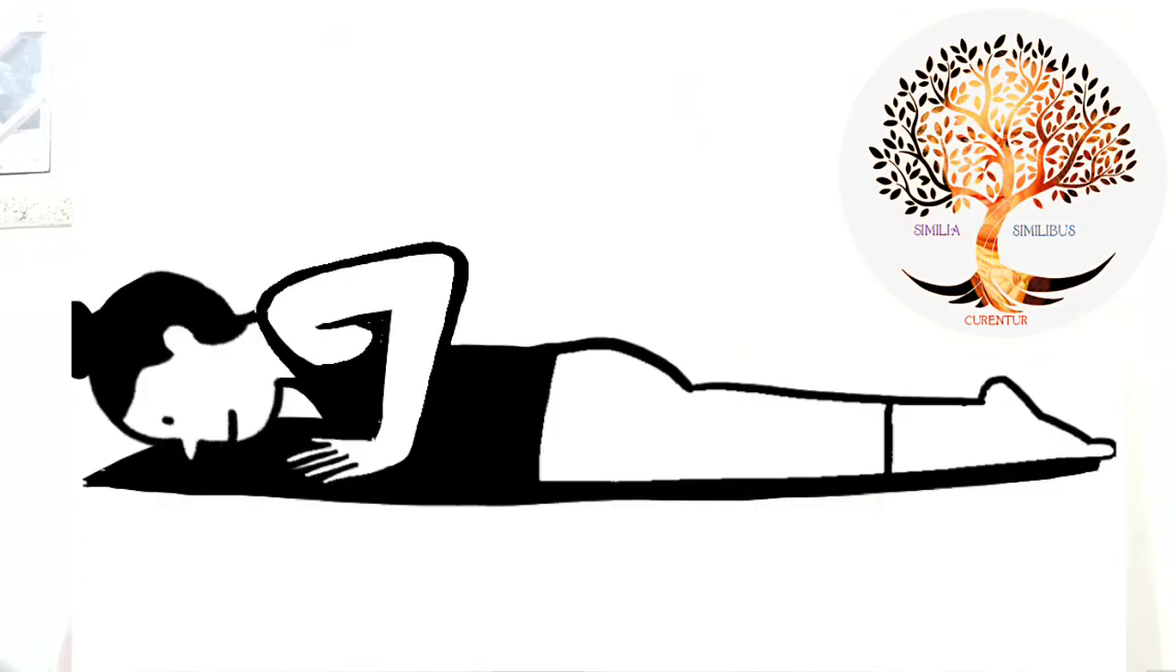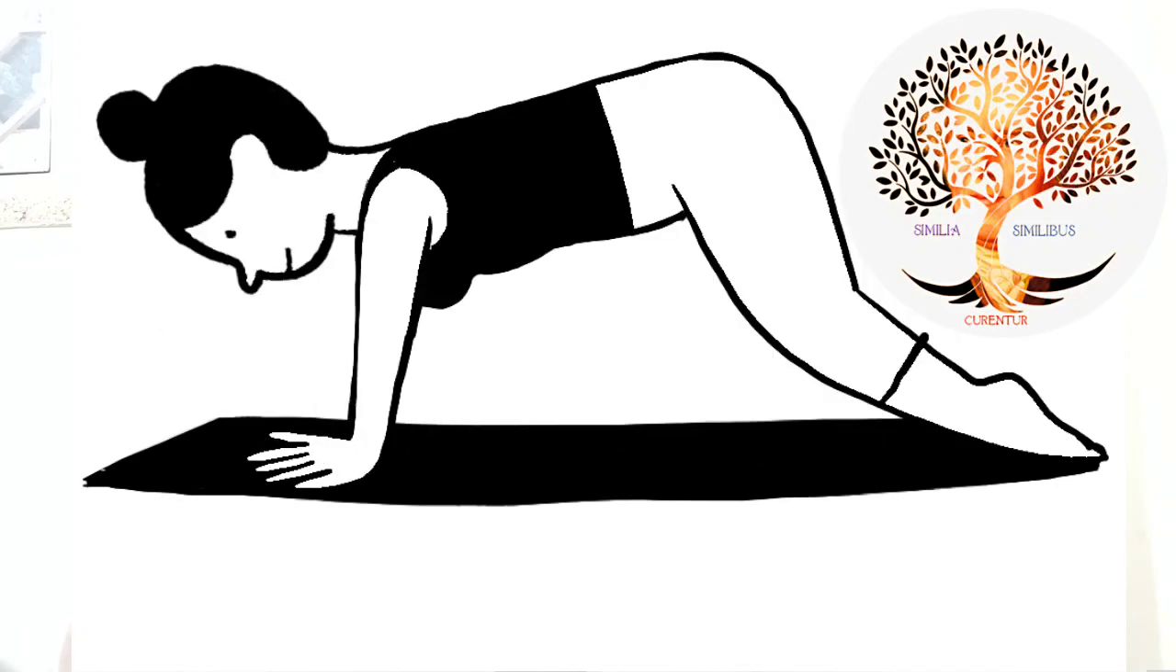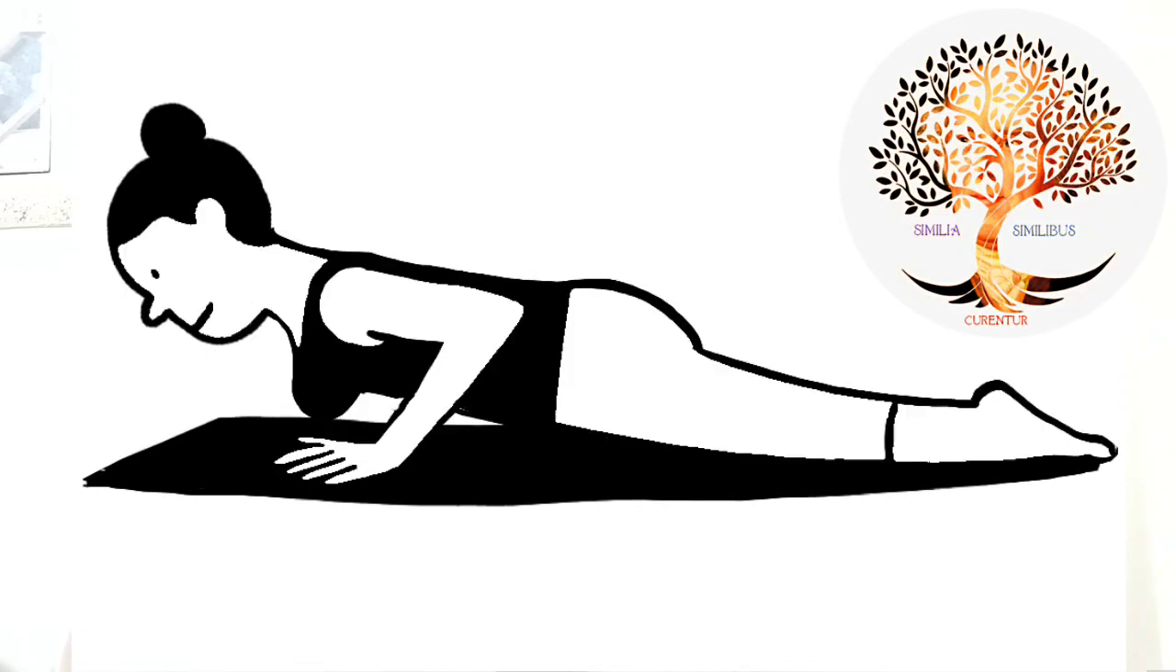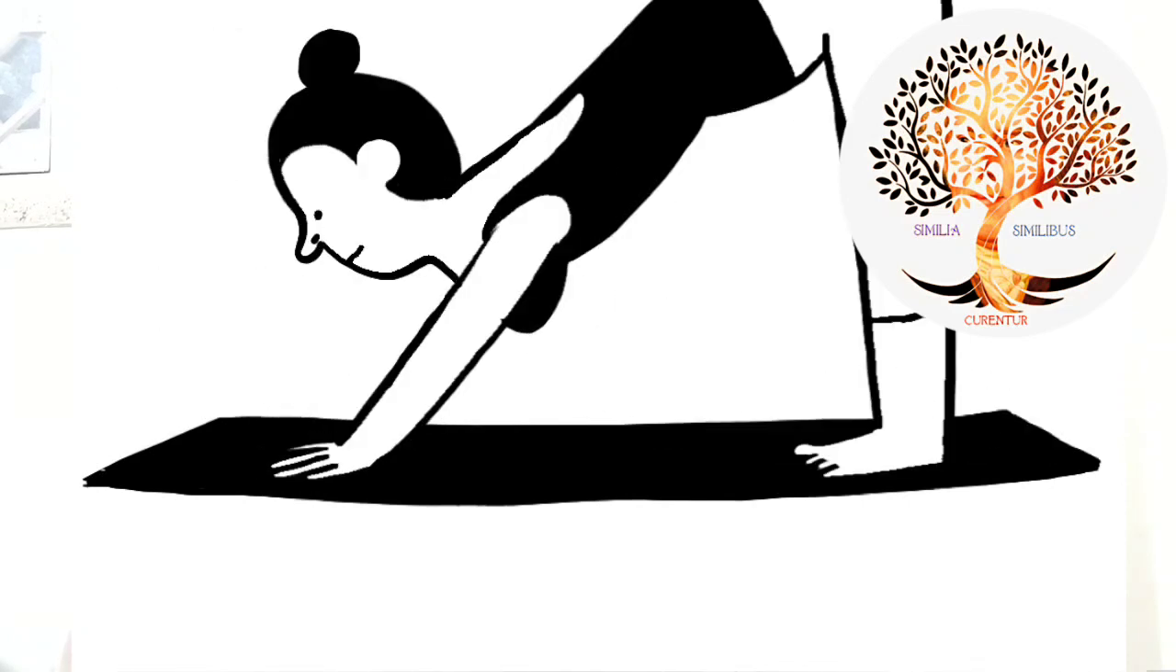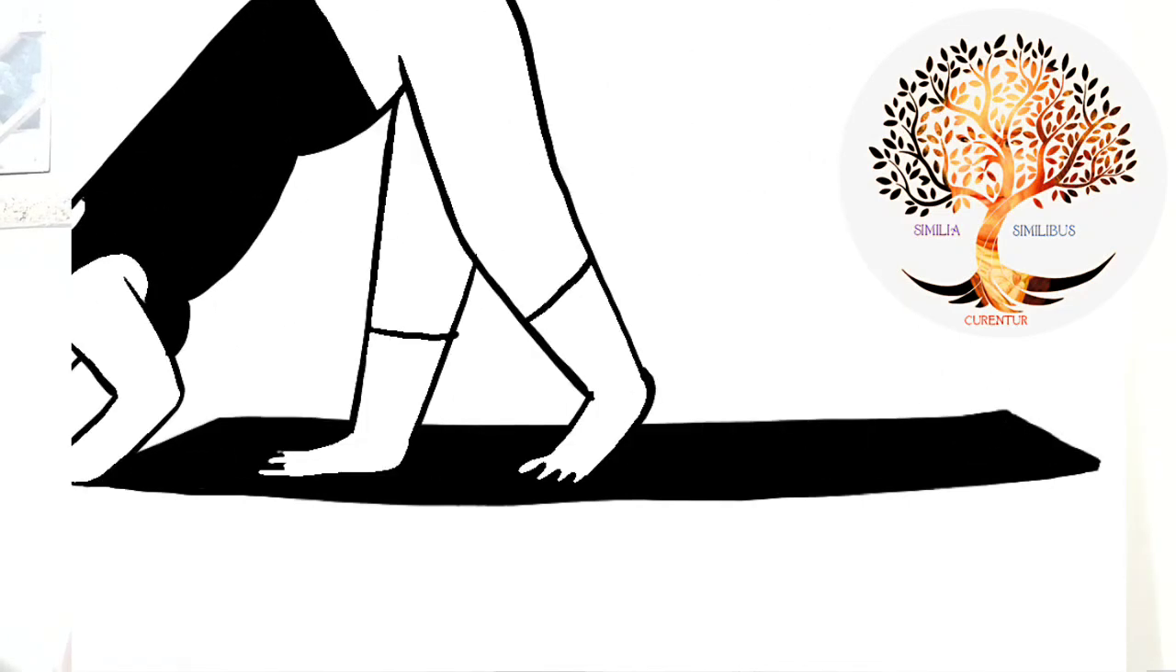Number 3 is downward facing dog or Adho Mukha Svanasana. Begin on your hands and knees, then lift your knees off the floor, straighten your legs, lift your hips towards the ceiling, keep your back straight and your heels reaching towards the ground. Hold for several breaths.